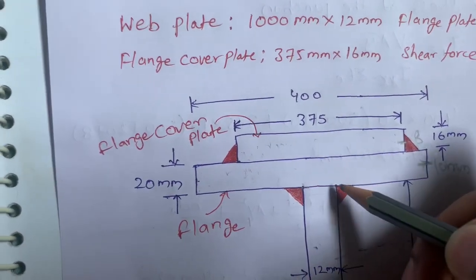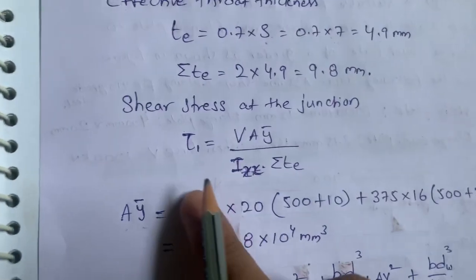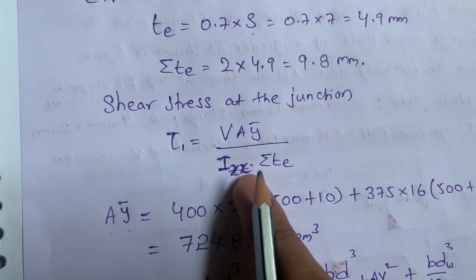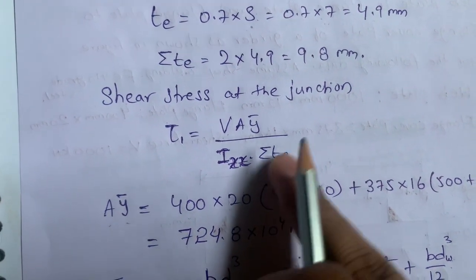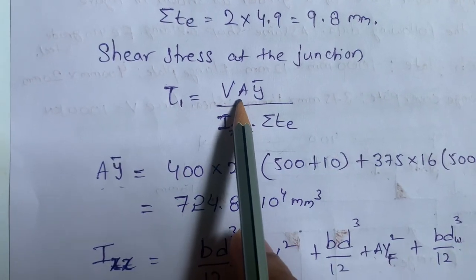This is the junction and this is the junction. In this junction, what is the shear stress we need to find? So for that we have the formula tau 1 equal to V into A Y bar by Ixx into summation of t. V value is already given, that is 1000. We need to find out A into Y bar.